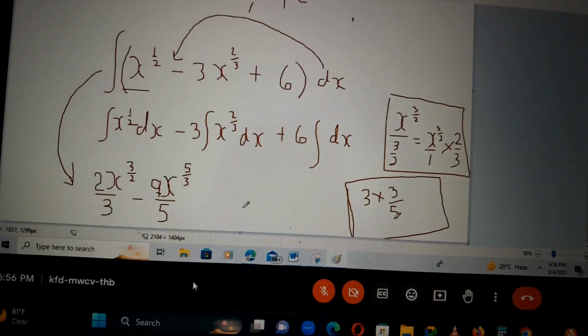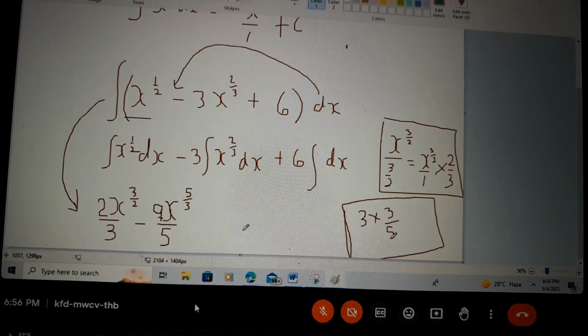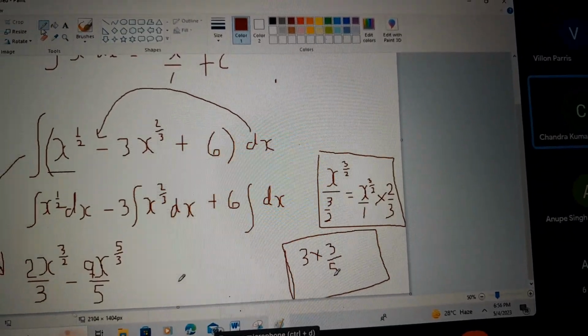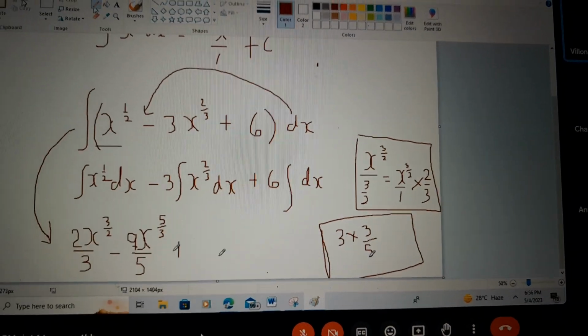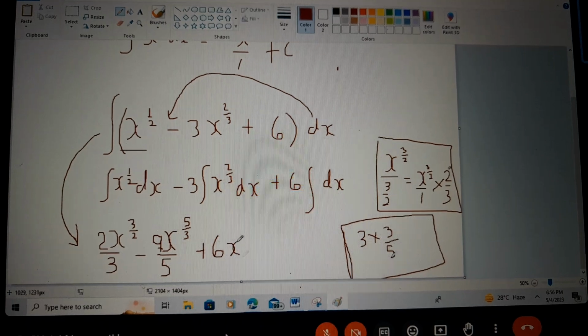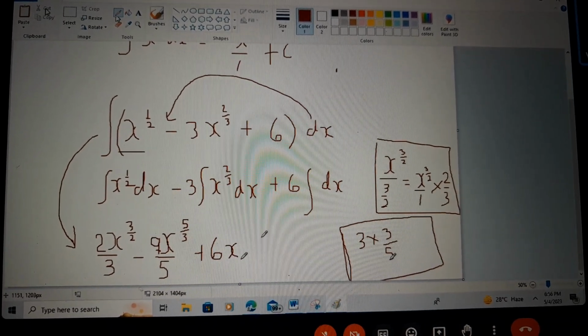Yes, sir. And the final one, when we integrate 6, what will we get? 6x. Very good. That's what I want. As soon as you see a constant, just add that variable to it. Okay? And don't forget the plus c.